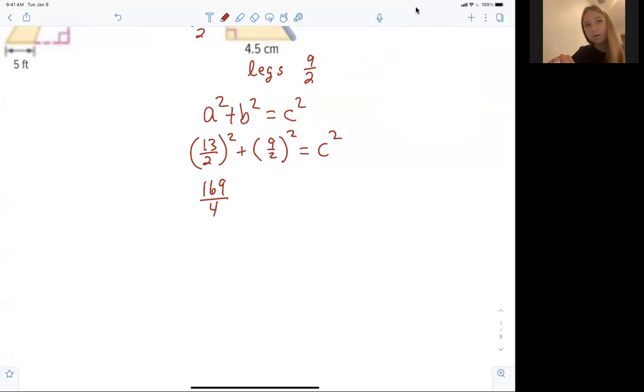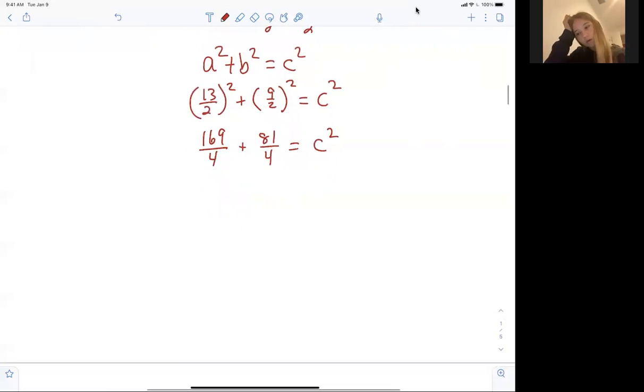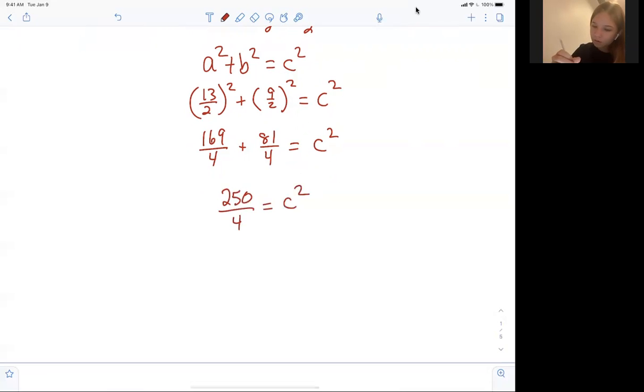All right, now I need everyone to tell me what's 9 over 2 squared. Right, so I have 81 over 4 equals C squared. Anybody have any issues with that? All right. Now we're adding those together, which is obviously what? How much? 250 over 4 equals C squared.